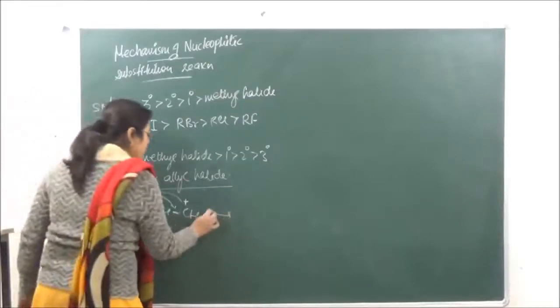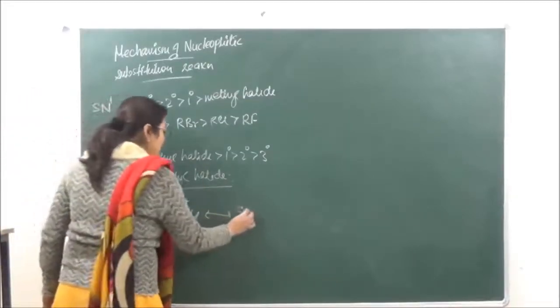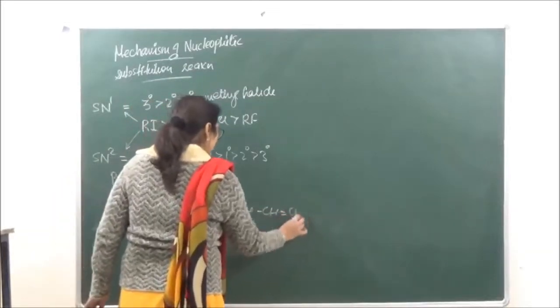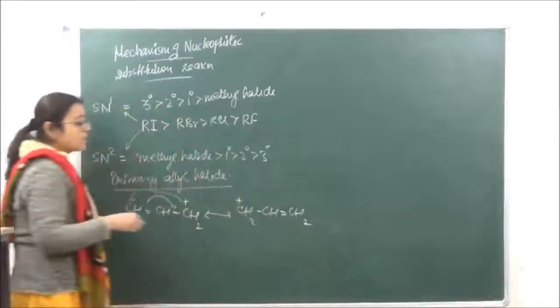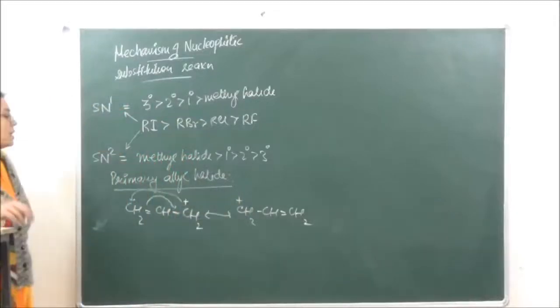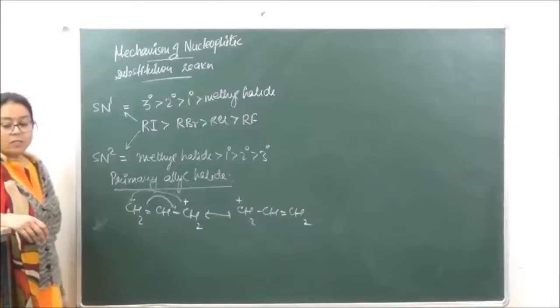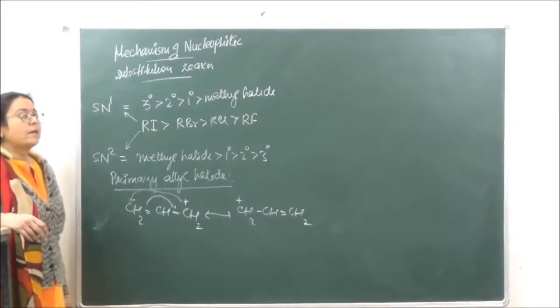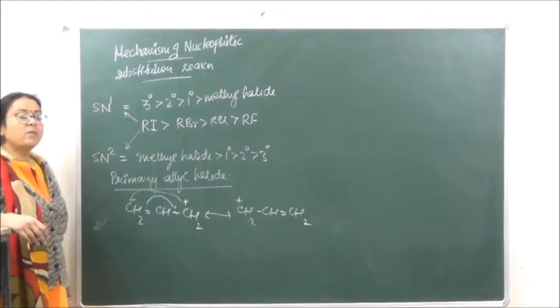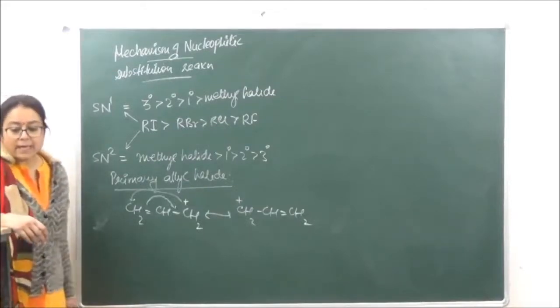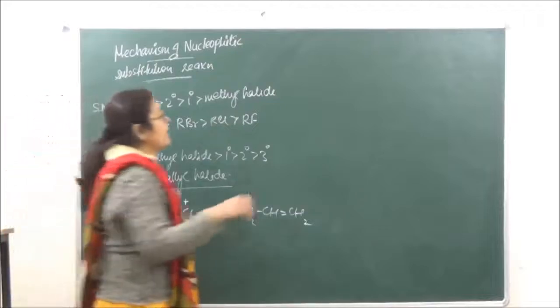So the resonating structure of this is going to be CH2 positive CH double bond CH2, because the positive charge on this allyl halide is resonantly stabilized, therefore this is going to show reactivity according to SN1 mechanism and not according to SN2 mechanism. Same is the case with the benzyl halide. Benzyl halide is what?